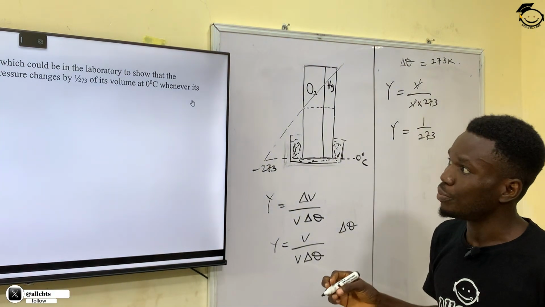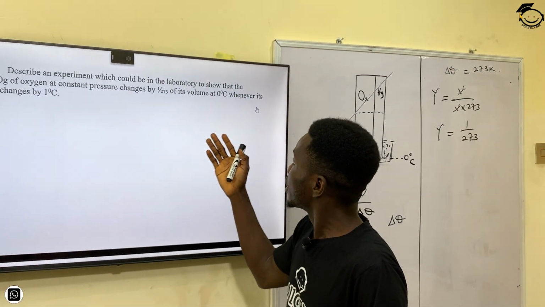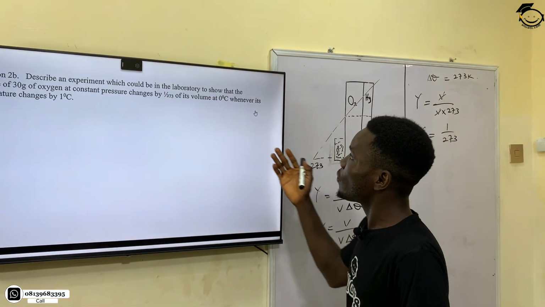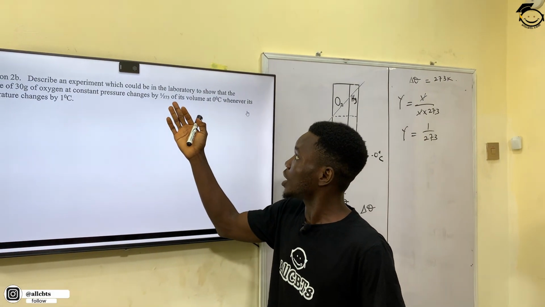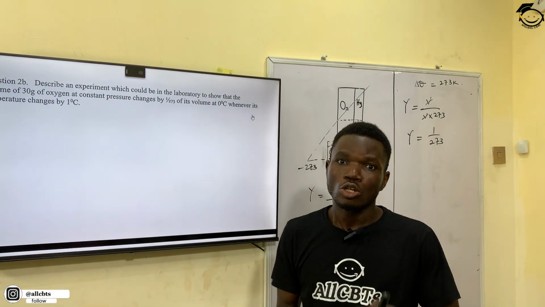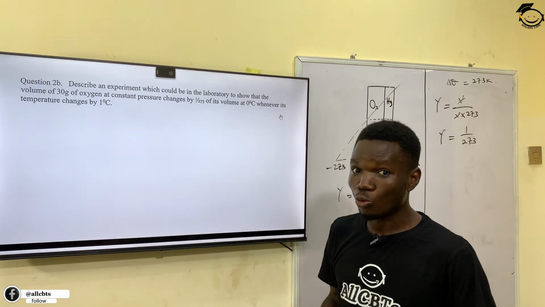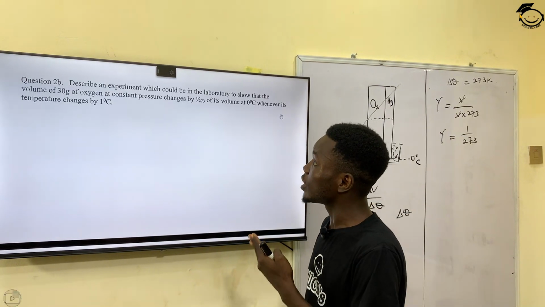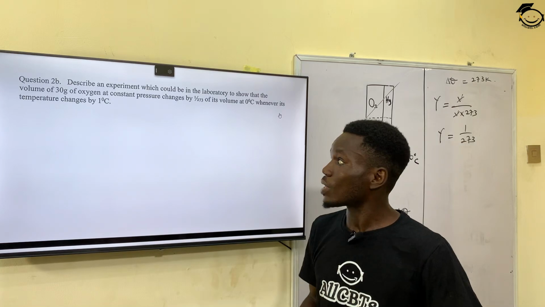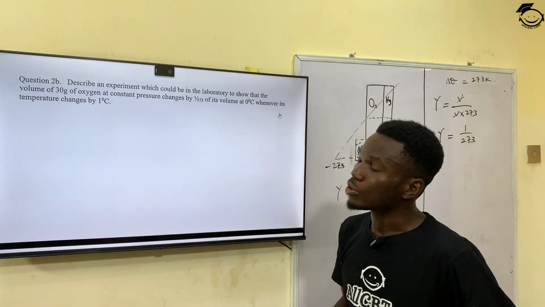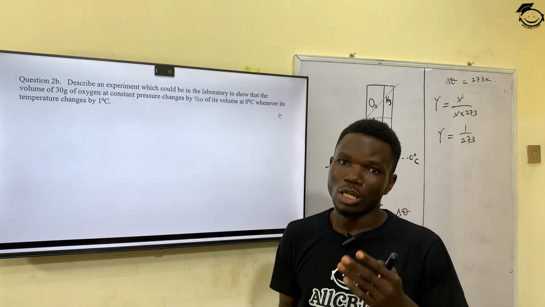So what this simply means is that an increase in the volume can be expressed in the form of 1 over 273 of its volume at 0 degrees Celsius. So this experiment is just used to demonstrate the change in the volume of oxygen of about 30 grams and comparing it with change in temperature of 1 over 273 Kelvin.